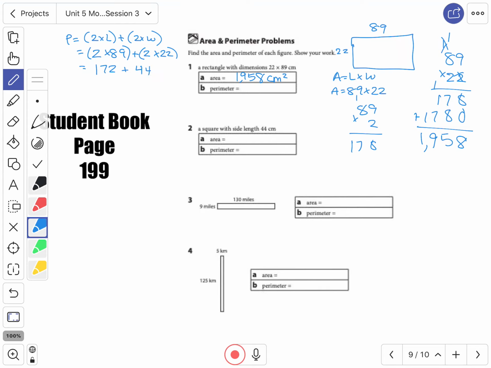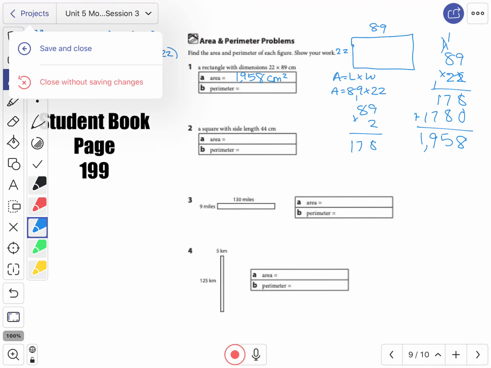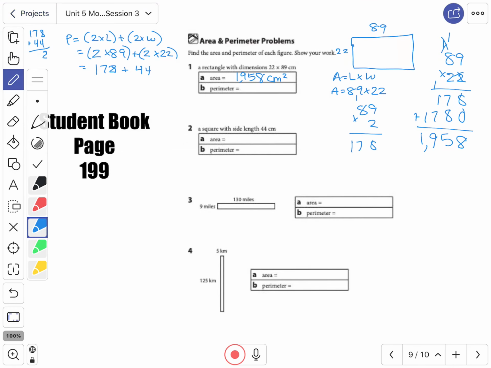Think about what 178, whoopsies, plus 44. 178 plus 44. All right, well, 8 plus 4 is 12. 7 plus 1 is 8. Plus 4 more is 12 again. And 1 plus 1 is 2. So my perimeter is 222 centimeters. I know that seems like a lot, okay?